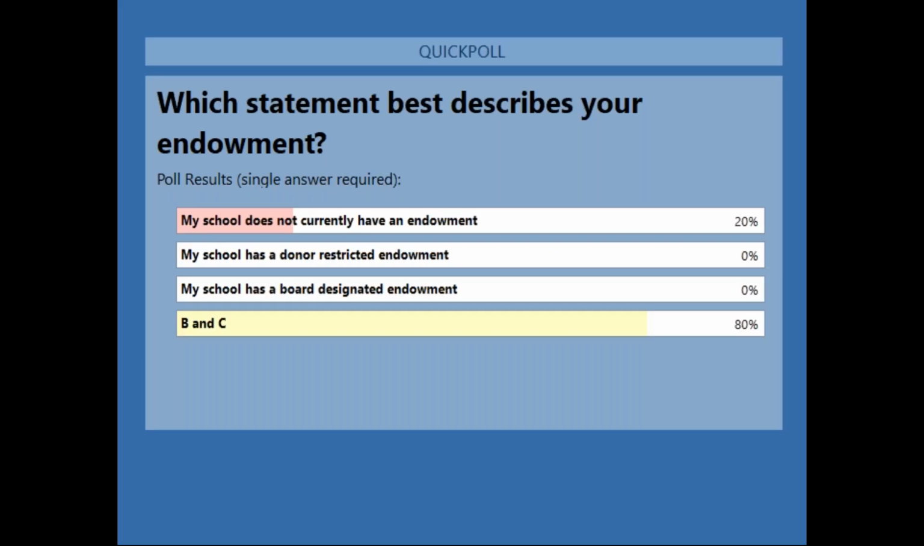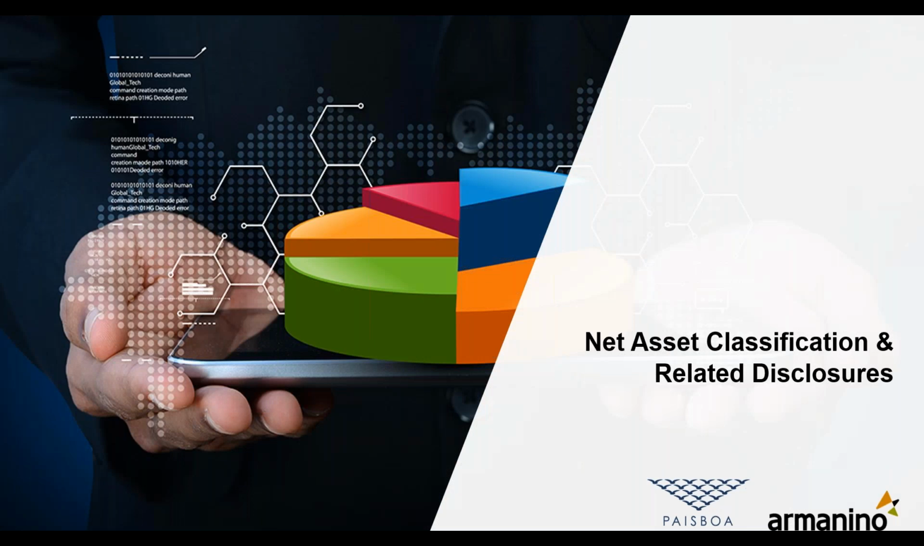We have 100% voted. We really did this question to get an understanding of who our audience is. When Angie and I were talking ahead of time, it was really important to us to know exactly who we're presenting to. So it looks like a lot of you have both a board designated and a donor restricted endowment, about 80%, and then there's 20% that have none. So that's really important as we move forward.